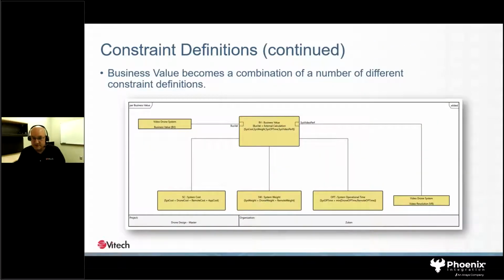Similarly, we can do that with our business value definition as an external type of calculation that is the marketing model that defines how well this is going to perform given different system designs in the marketplace. So system cost obviously influences the market. System weight, maybe not as much. Particularly in the video drone, the system operating time is a big one, as well as the video resolution. So that is the constraint that can be built up. And then these constraint definitions can be handed off to analytics.